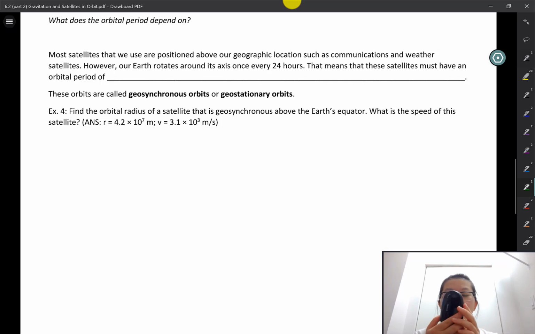Because the Earth is rotating, if I want a satellite moving around the Earth to be directly on top of the location I'm interested in, then this satellite has to have exactly the same period of rotation as the Earth rotating around its axis. If it takes 24 hours for the Earth to rotate back to its original position facing the sun, then that's exactly the same period as my satellite. It's always directly on top of whatever it's surveying.